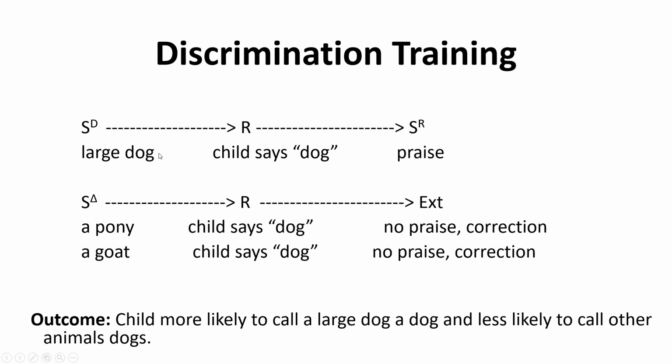They got it right. If we want to look at discriminating between dogs and other things like ponies and goats, then seeing a pony or a goat would be an S delta, where if the child says dog to either of those, the parents don't praise them because they didn't get it right. Maybe they would correct them and tell them what it is instead. And the outcome of this is that the child is more likely to call a large dog a dog, and a lot less likely to call anything that isn't a dog a dog.